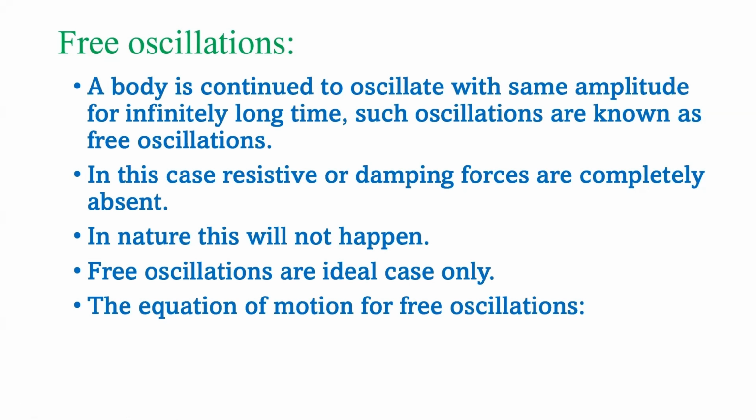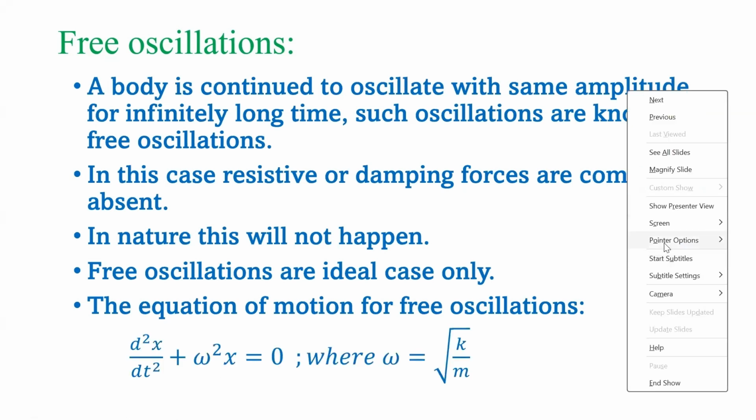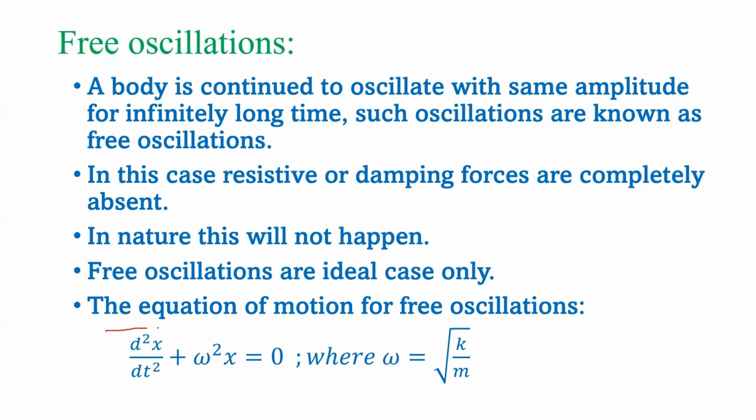The equation of motion of free oscillations is d squared x by dt squared plus omega squared x equals 0. This equation we have already derived in the case of simple harmonic motion. In that case, we considered only the restoring force. We did not consider any resistive force. So the same equation we can consider for free oscillations here. Here omega is the angular frequency, whose value equals root k by m. k is the restoring force constant and m is the mass of the system. Omega is the natural frequency of the system.